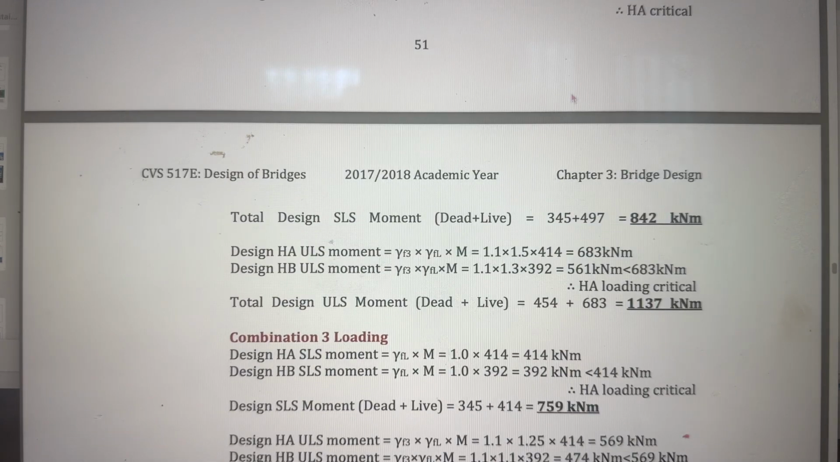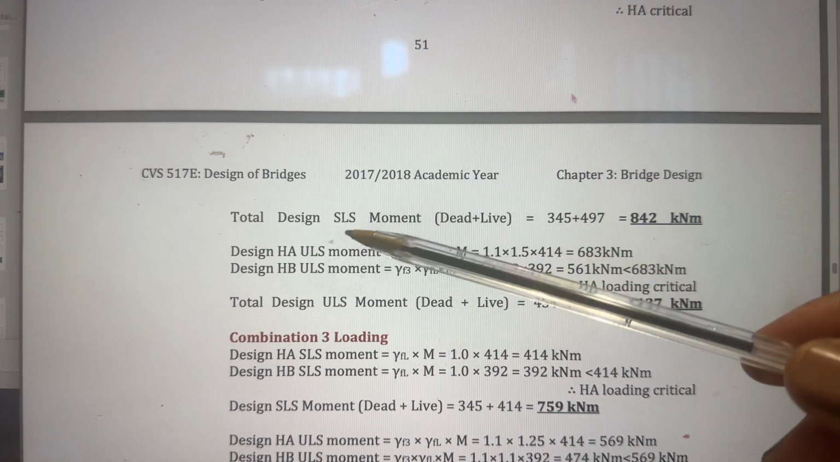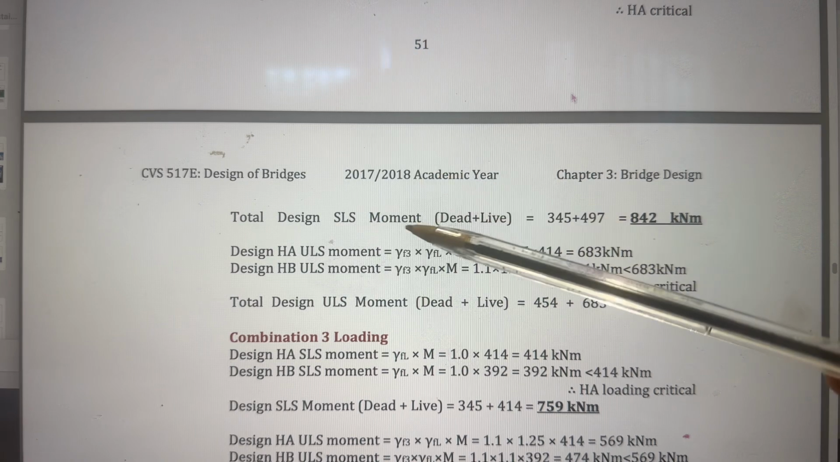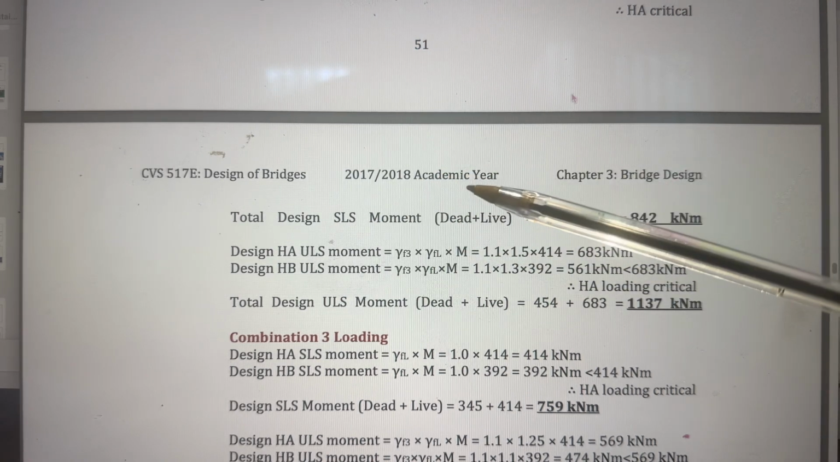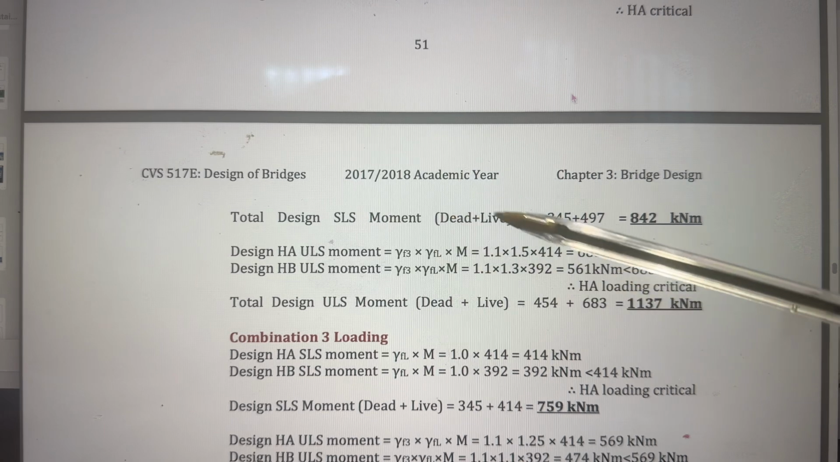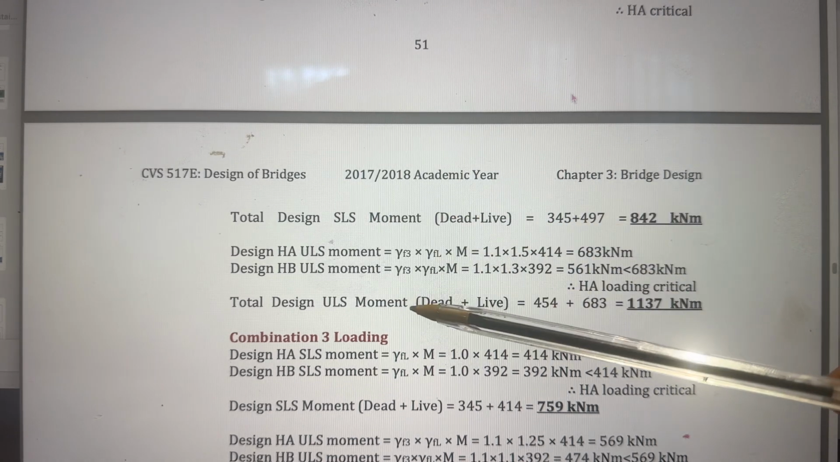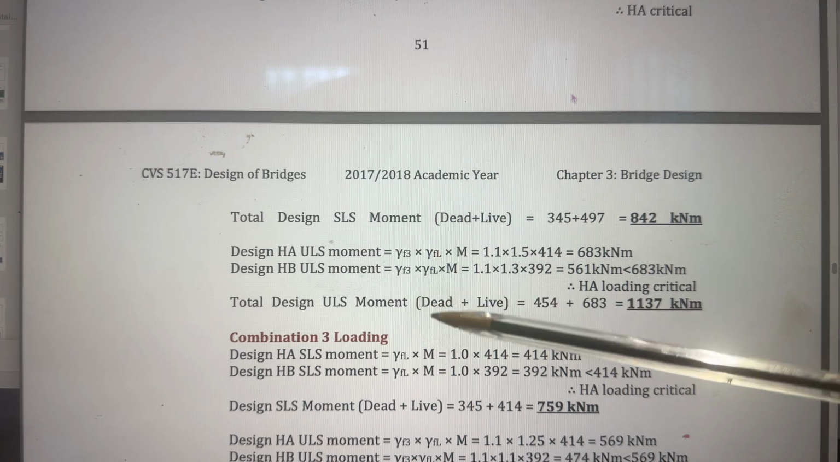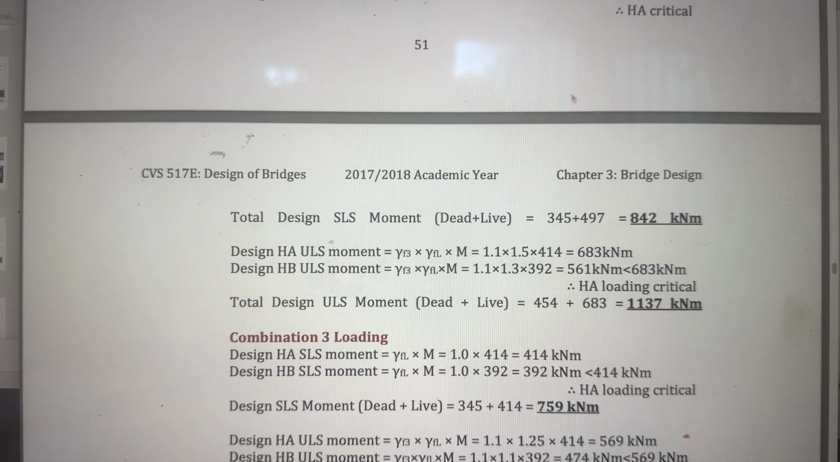Based on that, you have already calculated the dead load and the live load. You add them together, that gives you the total design load. For both the serviceability limit state and the ultimate limit state, dead load plus live load, you add them together. That is the value of the moment. Also, for the ultimate limit state, you add the dead load and live load moment, and it gives you the total loading.